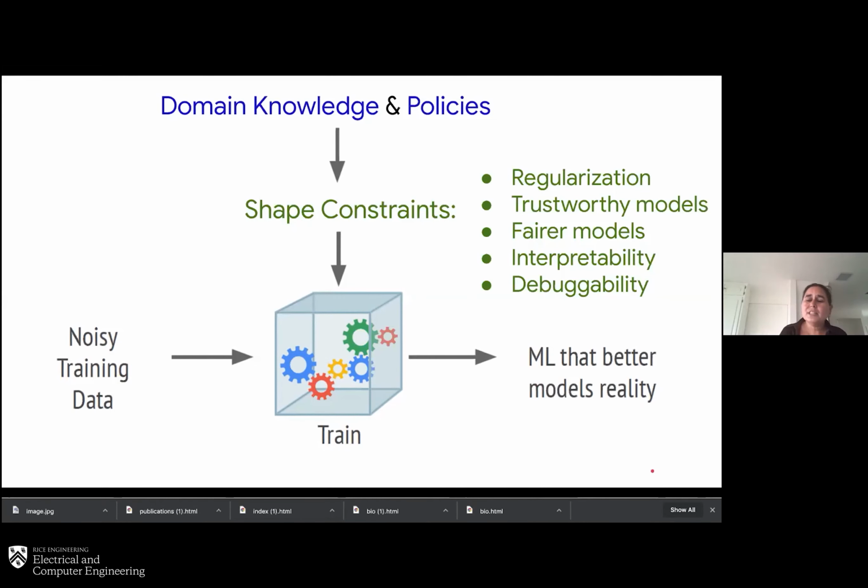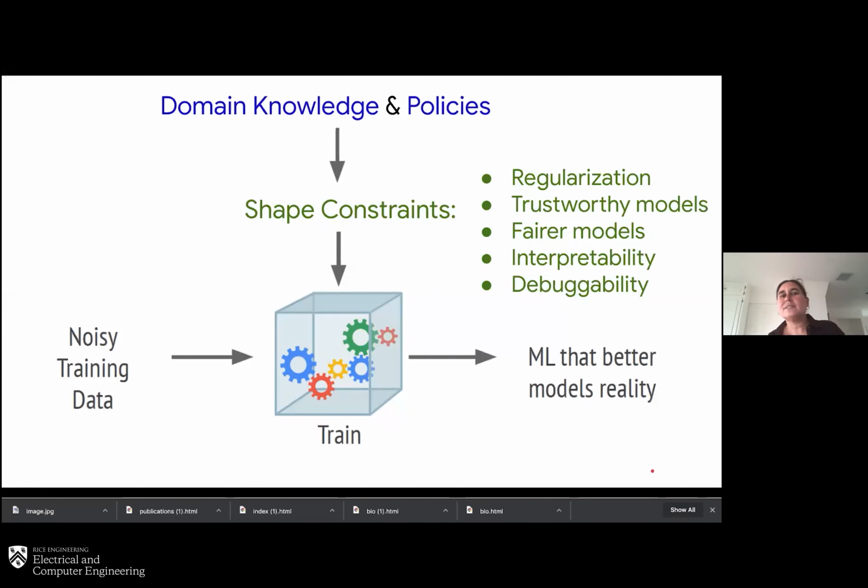Okay, but this is just one way that we can take domain knowledge and policies and try to impose them on the training. There's a few different things that you can do. Shape constraints is just one. We have a whole other set of work on what we call rate constraints, which is another aspect of making models fair, and work on slices. And there's of course the whole Bayesian idea, although I've never figured out how to impose Bayesian ideas in practice.